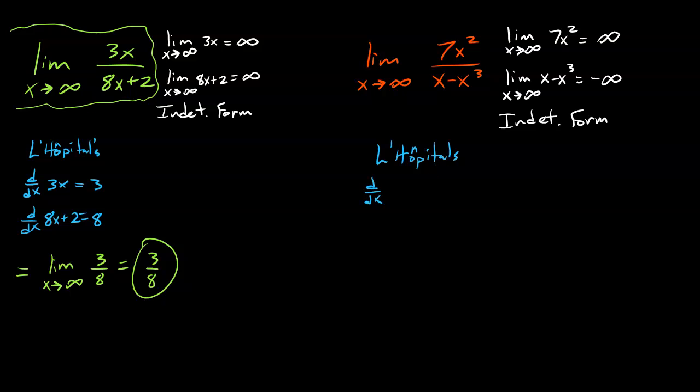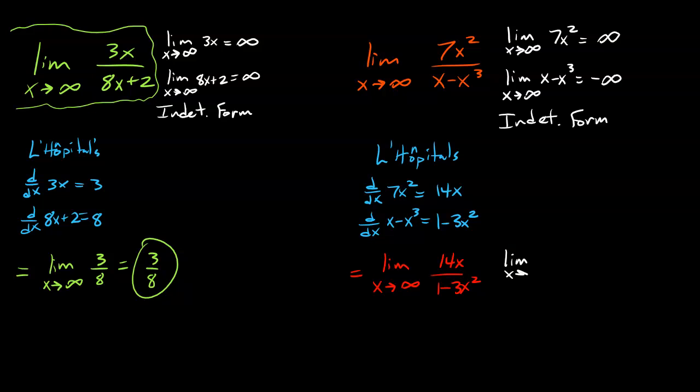And then the derivative of the top is 14x. The derivative of x minus x cubed is 1 minus 3x squared. So, oops, wrong color. So my limit can be rewritten as the limit as x approaches infinity of 14x over 1 minus 3x squared. Well, if I plug infinity in my head, I get infinity over negative infinity again. Great, fun. So what this means is, since I have another indeterminate form answer, I can keep doing L'Hopital's rule until I get a normal answer.